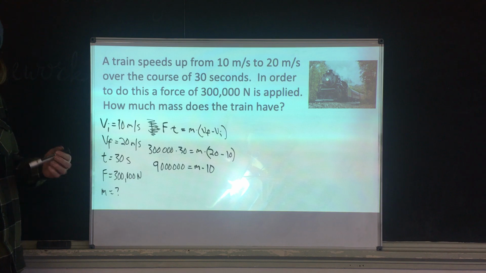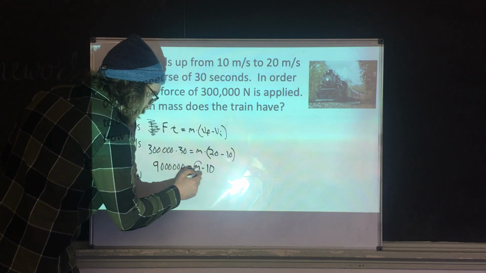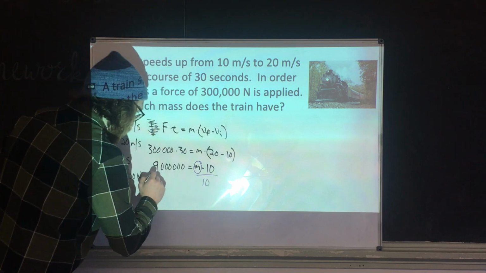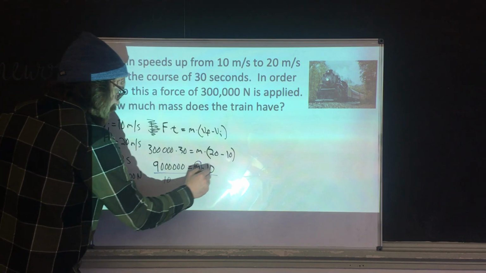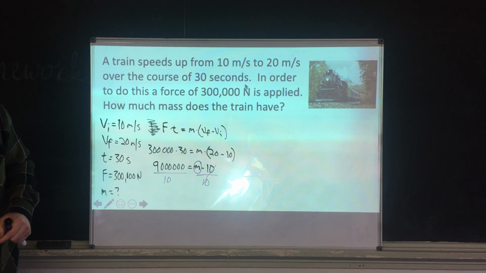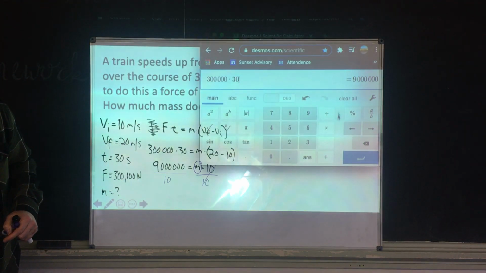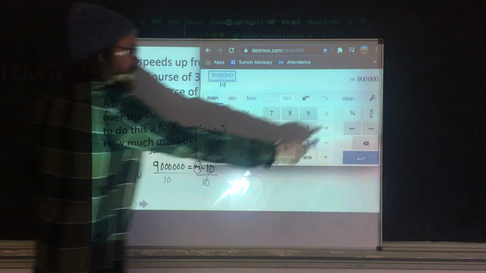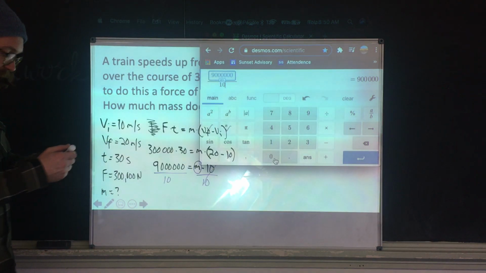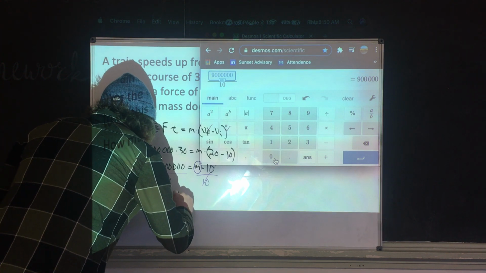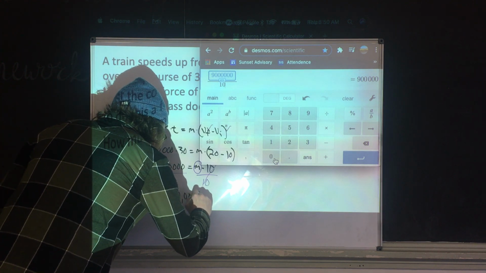And as you can see now, we're back to a pretty basic problem. We want mass by itself. So we got to move the 10. This is multiplication. So we divide both sides by 10. 10 divided by 10 is 1. And we have 9 million divided by 10, which hopefully you can take a guess at what that is. But even if you can't, you go enter. Answer divided by 10. And that gives me my answer, which is 900,000. So the mass of this train is 900,000 kilograms.